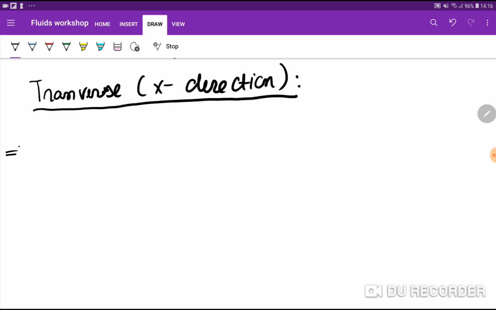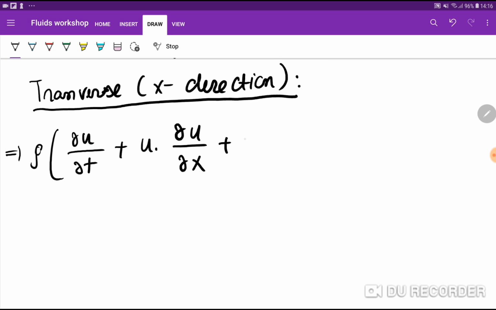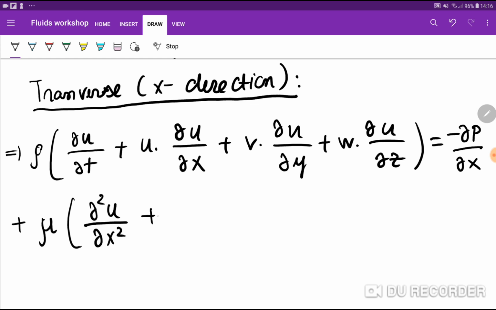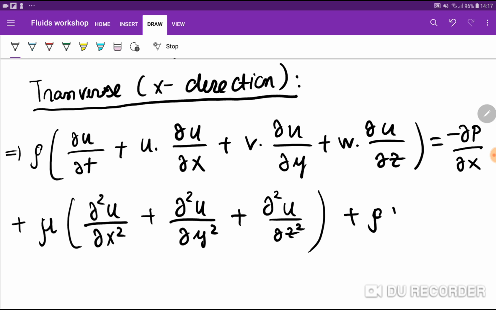If you copy it from the table, you get rho times partial u over partial t plus u times partial u over partial x plus v times partial u over partial y plus w times partial u over partial z equals negative partial pressure over partial x plus viscosity mu times partial squared u over partial x squared plus partial squared u over partial y squared plus partial squared u over partial z squared plus rho gx.